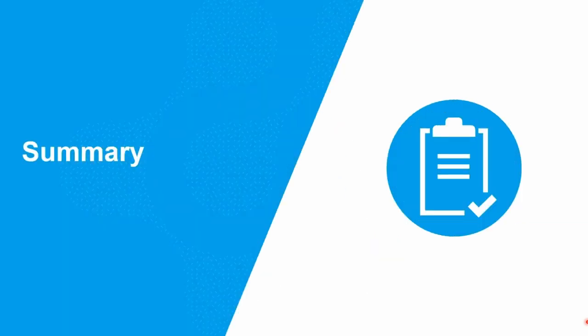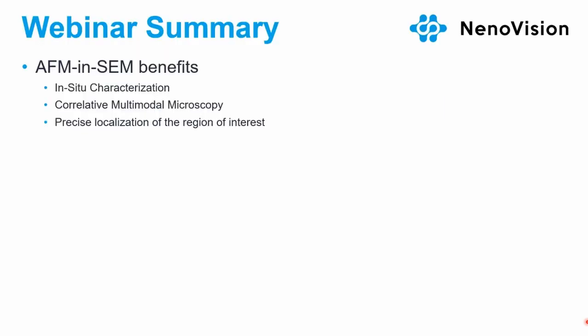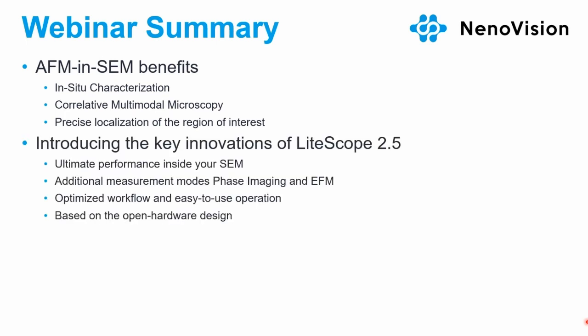And let me make a brief summary of the webinar. So in the beginning, we tried to encourage you and show you the key benefits of AFM-in-SEM. As we see, in-situ characterization, correlative multimodal microscopy, precise localization of the region of interest. We tried to introduce you to key innovations and benefits of LiteScope 2.5, the new generation of the LiteScope, where we showed, I believe, the ultimate performance which we can achieve inside your SEM.